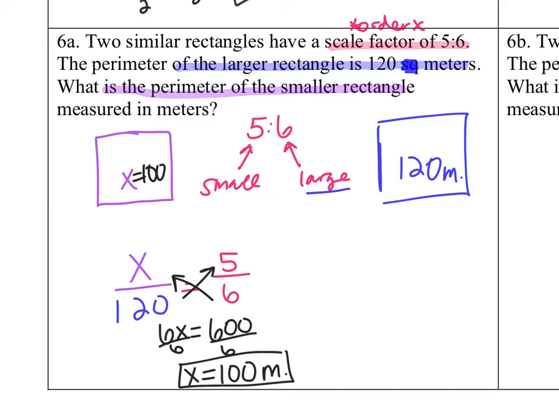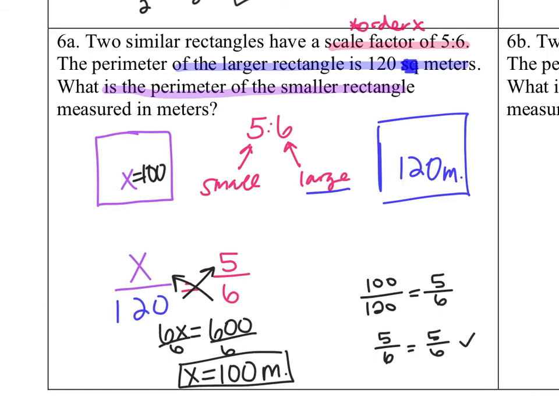Okay, so if I was to plug that back into my ratio, I could say 100 over 120 equals 5/6. Is that true? Well, 100 divided by 20 is 5. 120 divided by 20 is 6. So we did that right.